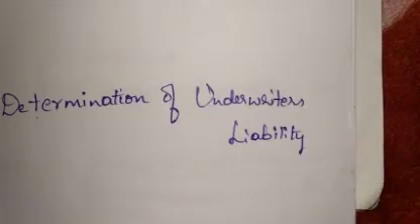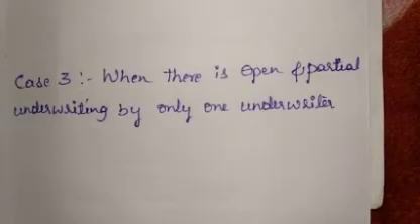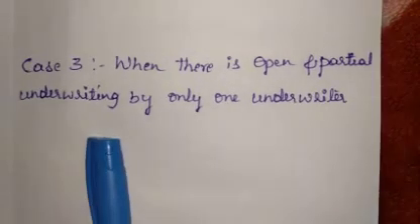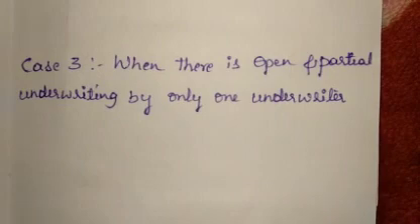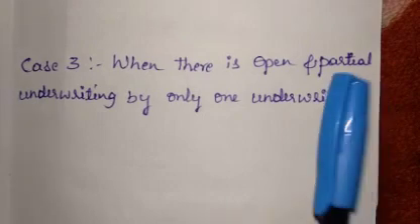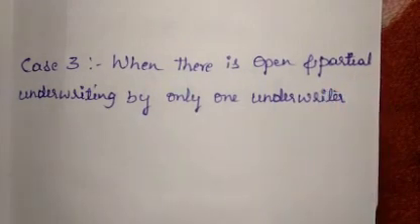Determination of underwriter's liability. Case 3, when there is open and partial underwriting by only one underwriter. Open underwriting means the underwriter will take up shares only when shares underwritten by him are not fully subscribed by the public. Partial underwriting means underwriting is for part of the shares issued.